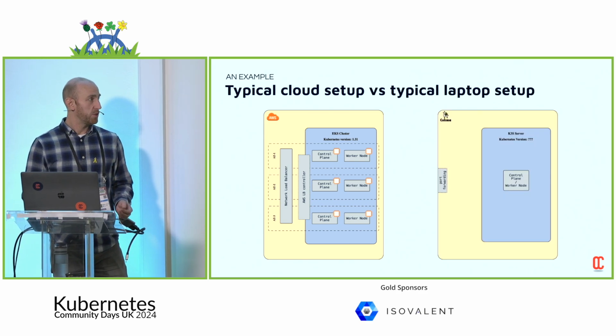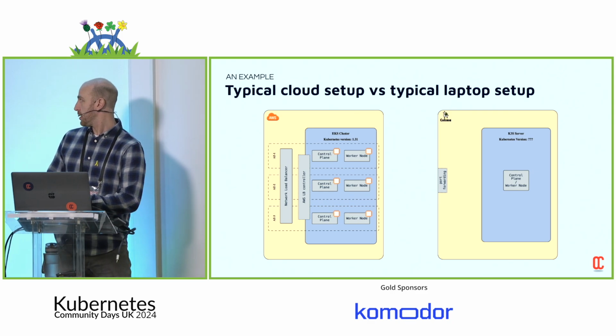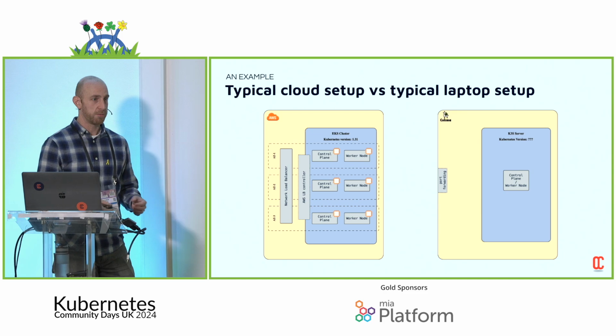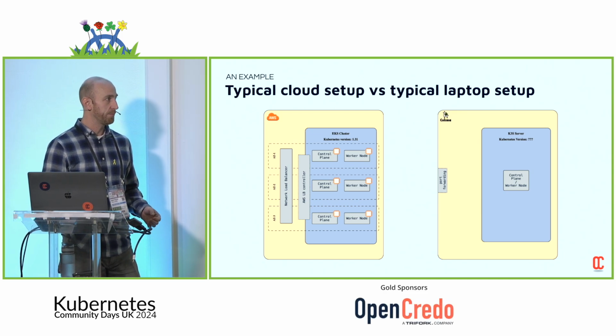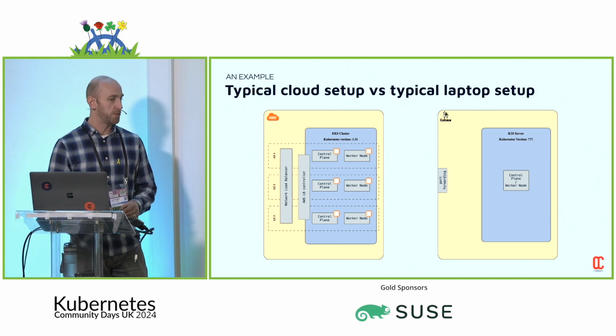So let's compare that to what you would typically get on your laptop. Now, I've chosen to use Colima, but if you're not familiar with Colima, it's an alternative to Docker Desktop. It does literally the same thing. It gives you access to the Docker runtime. And like Docker, you can flick an option that will give you a Kubernetes cluster.